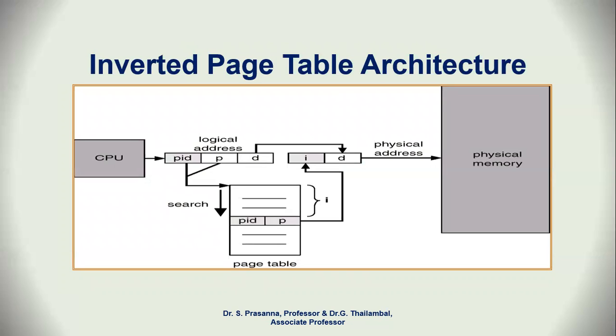So you can see this inverted page table architecture. You give an ID for the page, that is PID, and you search with that PID in the page table so that you get the page number corresponding to that PID. With the displacement value D, you add it to the address I so that you get the physical address in the physical memory. Each page will be given with the physical page ID. The page table also contains the details of the page ID and also the page number.